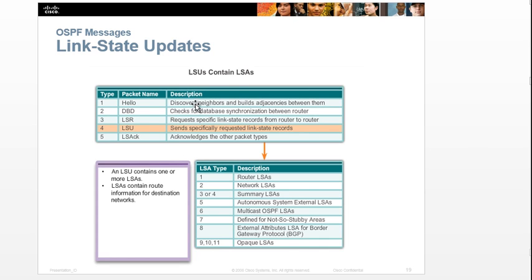So here we're looking at a link state update. Again, that's our type. That's a type 4 packet. The LSU contains 1 or more LSAs, and LSAs contain route information for the destination networks.